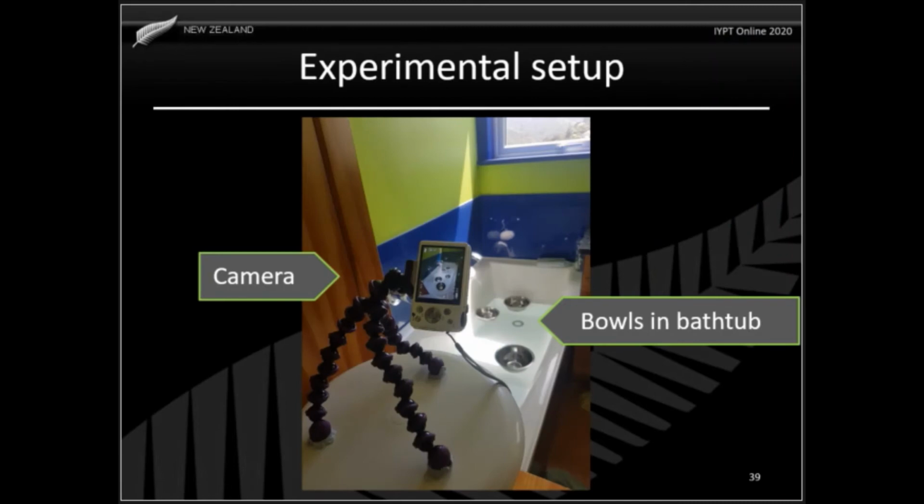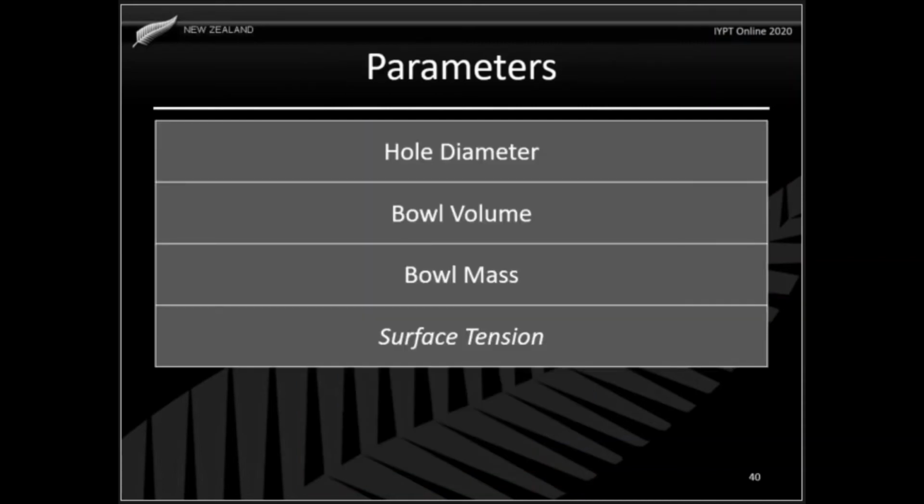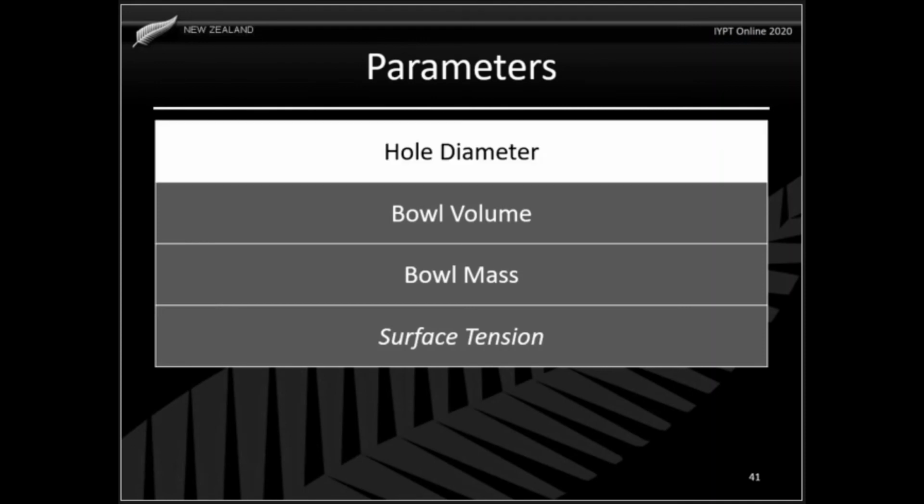The camera was positioned high up to get a better view of the bath. I used the videos to find a start and end point in the sinking times. The parameters I tested are hole diameter, bowl volume, and bowl mass. I also investigated surface tension, which I am happy to talk about in the discussion, but do not have time to go through now. First, hole diameter.